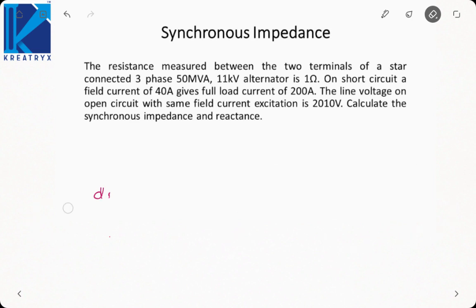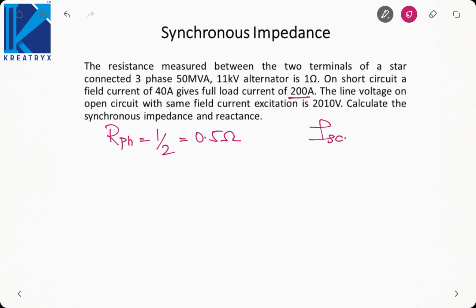The resistance that is measured between two terminals of a star connected alternator is 1 ohm, which means per phase resistance is 1 by 2, or we can say 0.5 ohm. Okay, because it is star connected. Now it is saying that on short circuit, a field current of 40 ampere gives a full load current of 20 ampere, which means the short circuit current is 200 ampere. The line voltage on open circuit with the same field excitation is 2010 volt, which means EOC is 2010 volt, and it has given us the same field current, which means we need not change the value of field current.